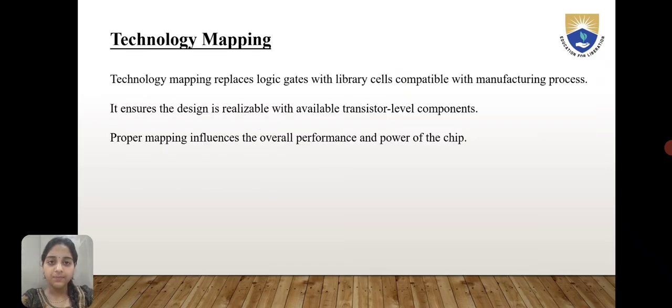Technology mapping. Technology mapping replaces logic gates with library cells compatible with the manufacturing process. It ensures the design is realizable with available transistor level components. Proper mapping influences the overall performance and power of the chip.